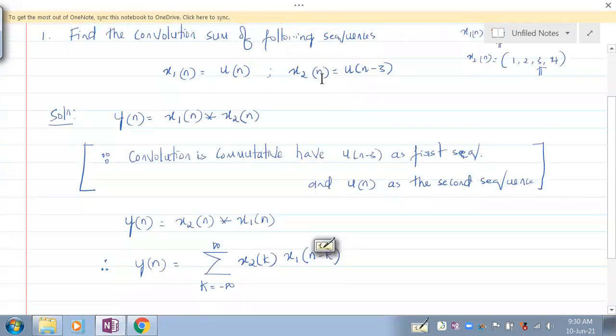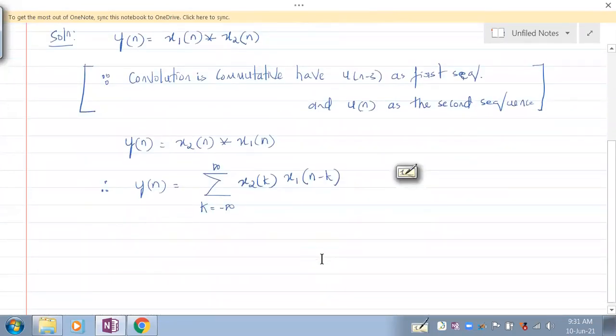So if it is x2 of n minus k, there is already n minus 3, so it would be n minus k minus 3, so it's going to pose a little more problems. Since this is a straightforward signal, I would like to shift u of n rather than shifting u of n minus 3 further with this minus k. Understand? That is the idea. So now how does this look?